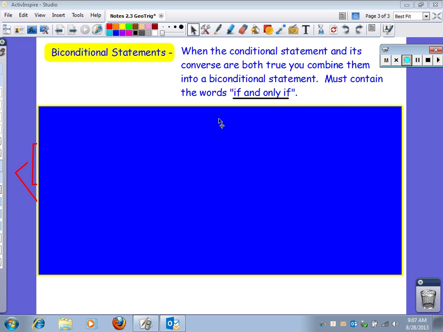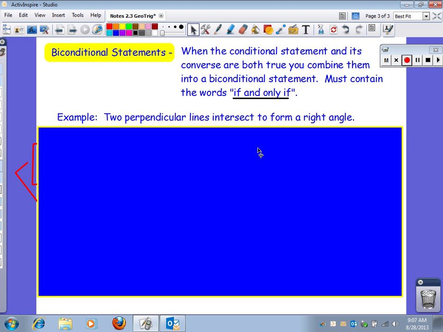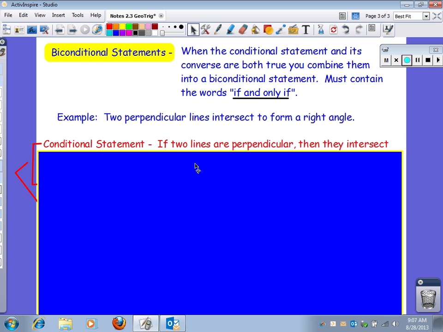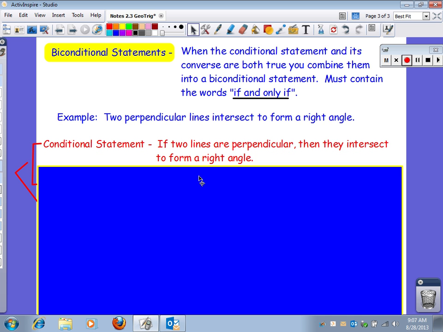Let's take an example of this statement. Two perpendicular lines intersect to form a right angle. That's a fact. The only way that lines can be perpendicular is if they make a right angle. So that is a true statement. If you look at the conditional statement that we could make from this example: if two lines are perpendicular, then they intersect to form a right angle.